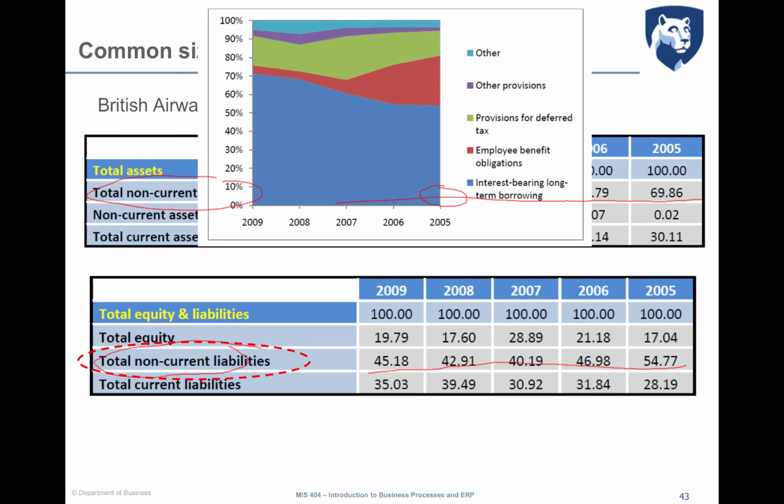We can deep dive on this and try to analyze how total non-current liabilities are composed, and in particular we can see that of this value of total non-current liabilities, most of them relate to long-term debts, which are represented by this area. So of these 45% of total liabilities, up to 70% is for interest-bearing long-term borrowing, so long-term debt with the bank.